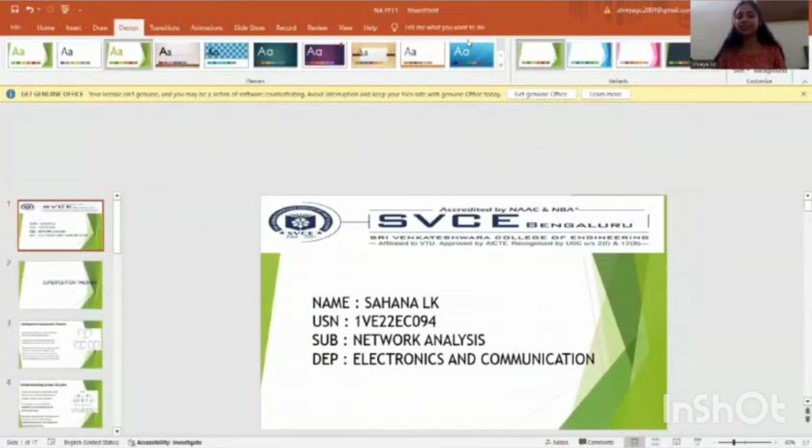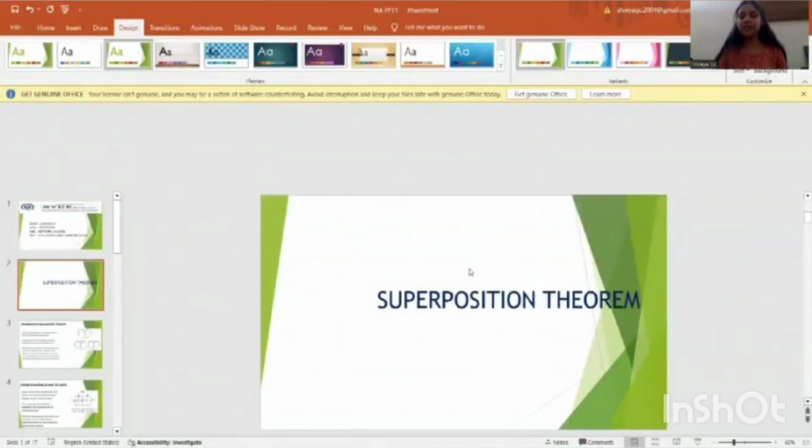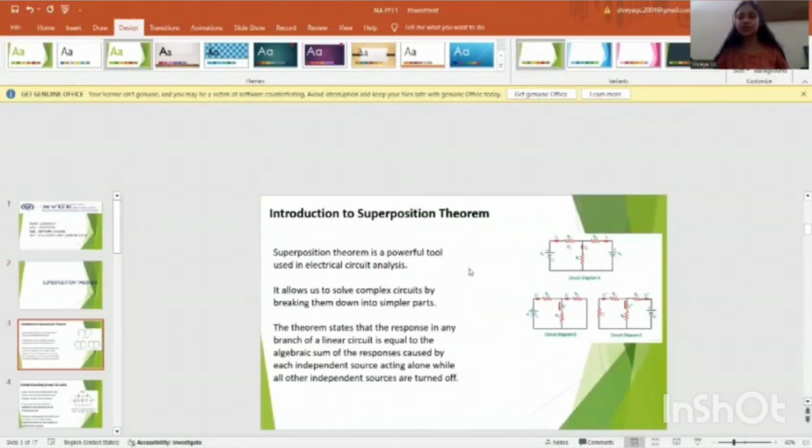Today I'm here to discuss the network analysis subject. Today I'm discussing the topic of superposition theorem. Let's go through this superposition theorem. Here, an introduction to superposition theorem. Superposition theorem is a powerful tool used in electrical circuit analysis. It allows us to solve more complex circuits by breaking them down into simpler parts.